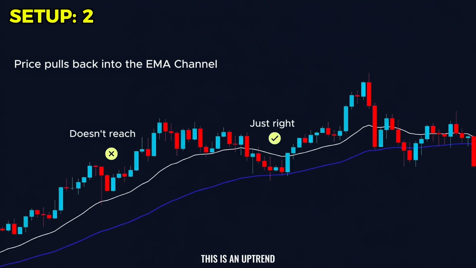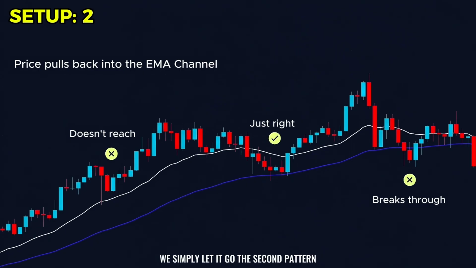This is an uptrend. There are several pullbacks into the EMA channel. There are 3 possible pullback patterns. The first pattern is when the price pulls back but never reaches the EMA channel. In this case, we do not enter the trade. Even though we miss the move, we simply let it go.